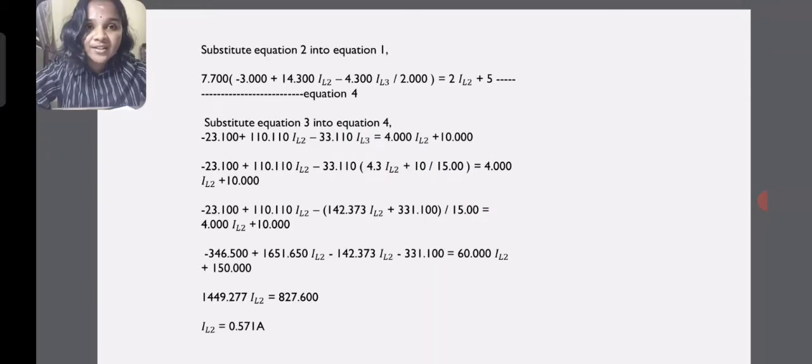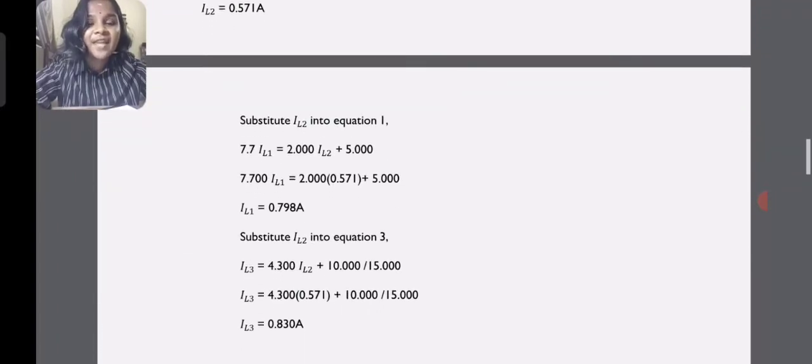After solving the equations, we will be getting 1449.277 IL2 equals 827.600, where our IL2, the current in loop 2, is equal to 0.571 amperes. So as we have the value of the current in loop 2, we can substitute IL2 into equation 1 to get IL1. As we substitute, the value for IL1 is equal to 0.798 amperes.